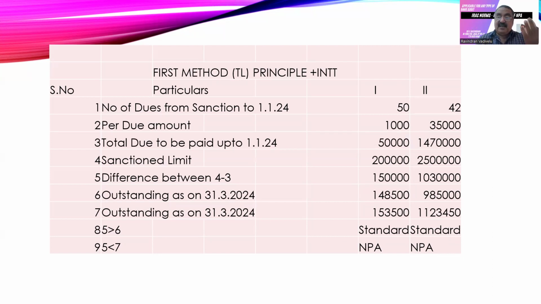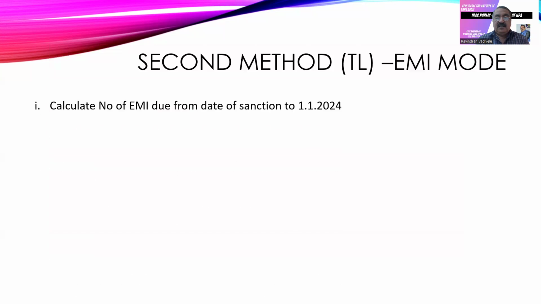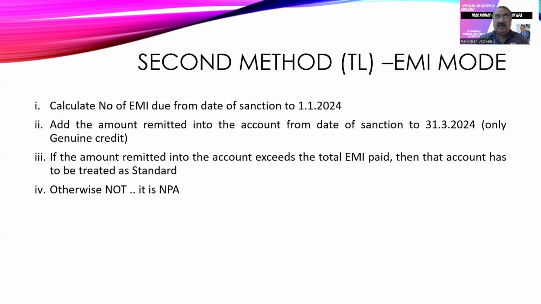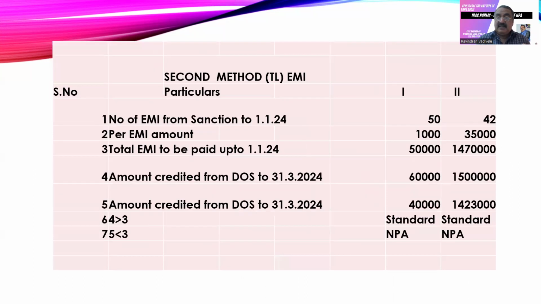I'm going to the second method. Here it is called equated monthly installments. You have to calculate the EMI from the date of sanction to 1124. What is the total EMI to be paid? So the total number of EMIs is 50 and the per EMI amount is 1000. So the total EMI amount to be paid by the borrower to the bank up to 1124 is 50,000. Now go to the dues amount paid in the account.